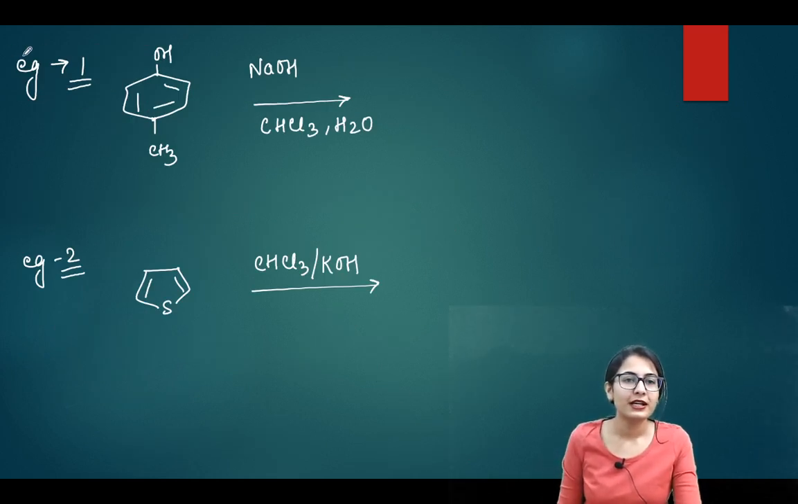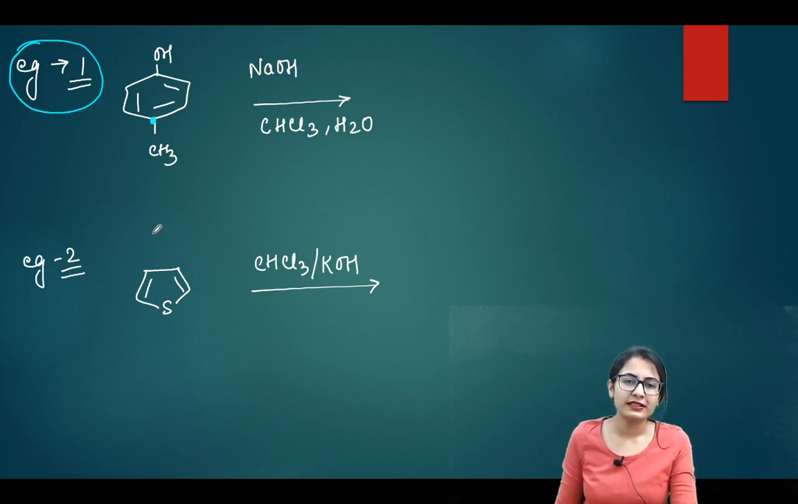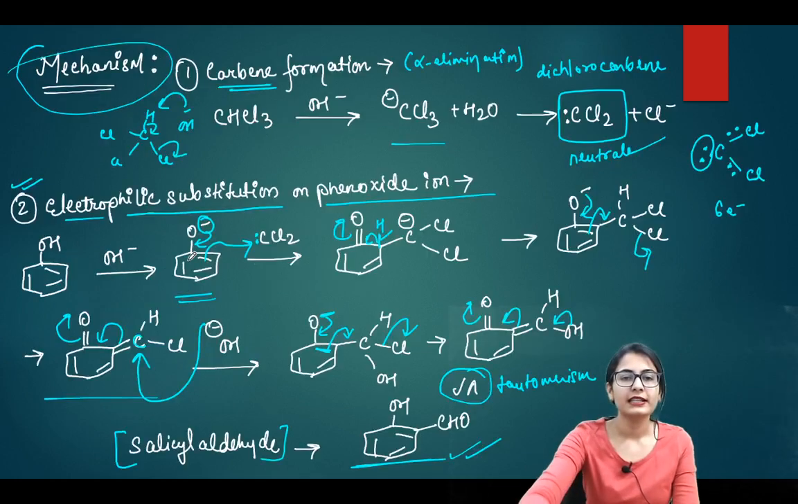Alright, so let's see the first example. What do you see in this example? In the molecule that we have, the para position is already blocked. So we don't need to consider that, because we are already getting the major product on the ortho. So the question remains, why are we getting the major product on the ortho? There are two reasons for it. Let's go back and see.